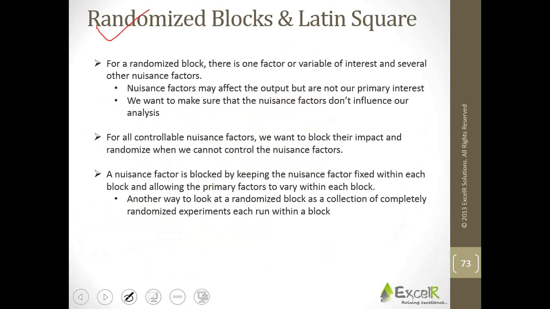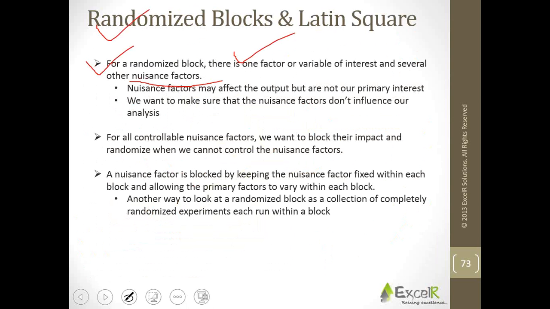Then it's always recommended that we randomize the blocks. And let us also discuss the Latin square here. For a randomized block, there is one factor or variable of interest and several nuisance factors. Nuisance factors means factors which are really not important.